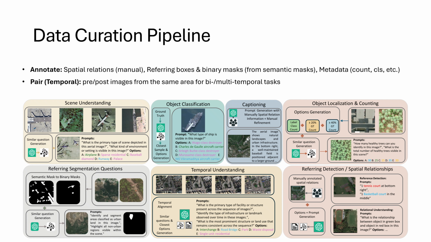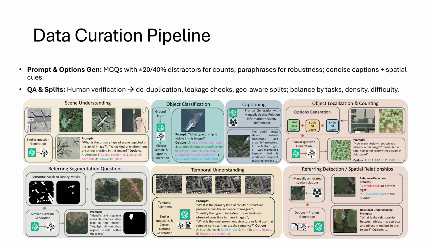First, we annotate and derive supervision. We manually label spatial relations, generate referring boxes, and convert available semantic masks into binary masks. We also attach metadata like counts and classes. Second, we pair temporally pre and post images of the same footprint to build bi- and multi-temporal items for the change and damage questions.